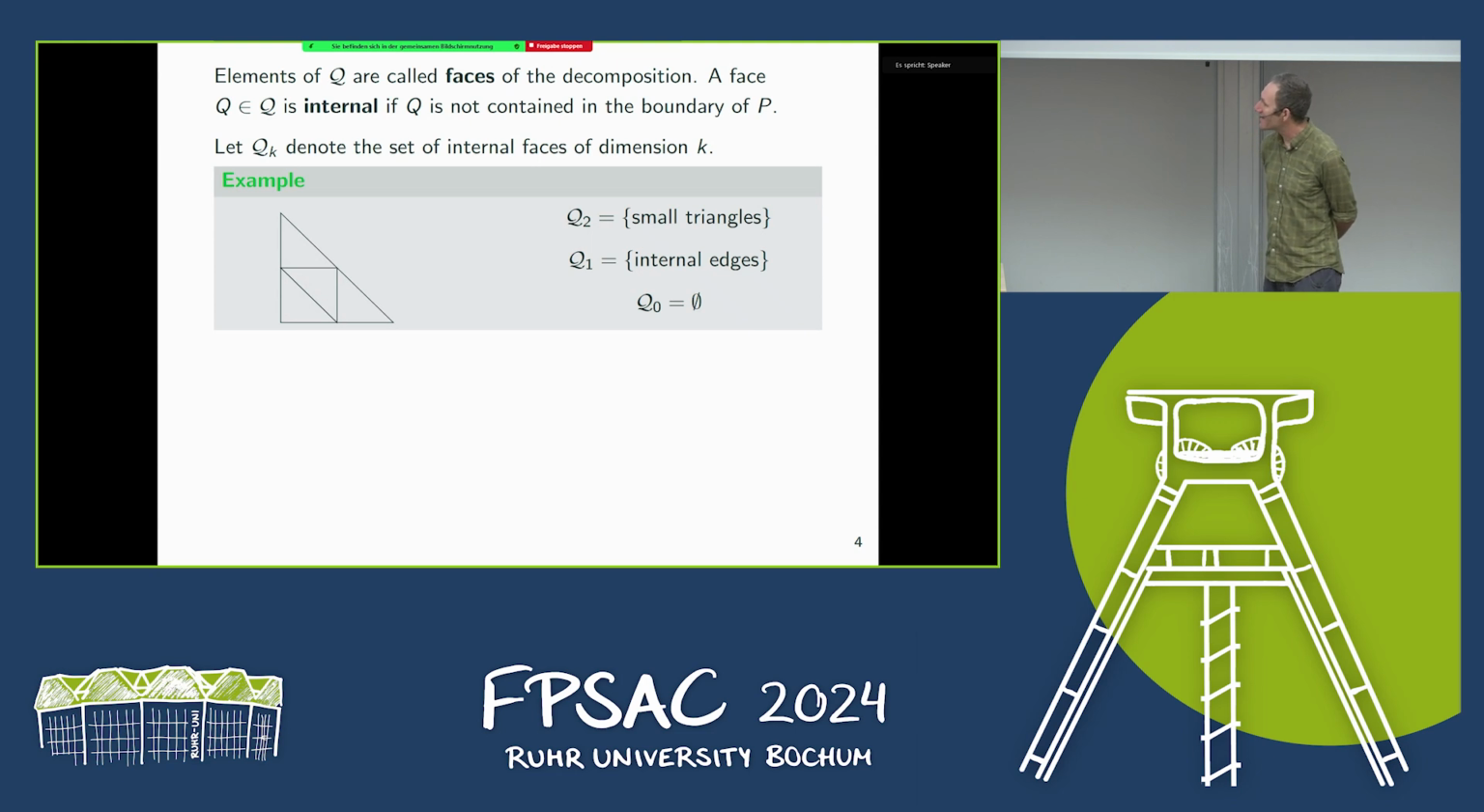So in this example, we have 4 two-dimensional internal faces, the 4 small triangles, and 3 internal edges. I mean, there are 6 non-internal edges, but 3 internal ones, yeah?